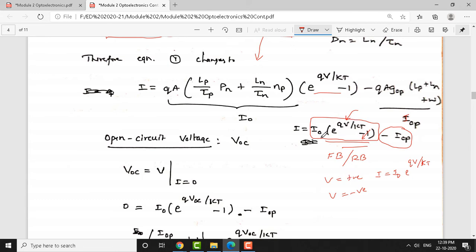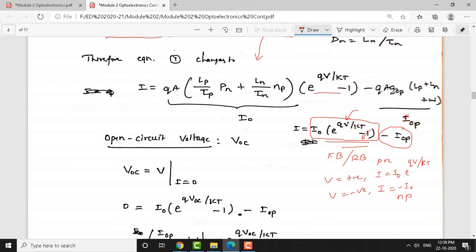So, therefore, this value itself becomes very large. So, minus I naught can be neglected. Okay. When V is negative, you can see that exponential term becomes very small. So, therefore, I becomes equal to minus I naught, current is now negative. This forward current flows from P to N, reverse current flows from N to P, that is why it is negative.